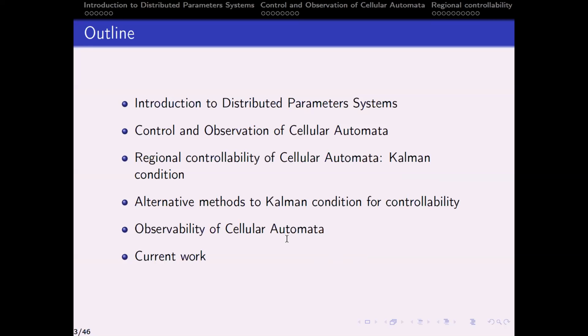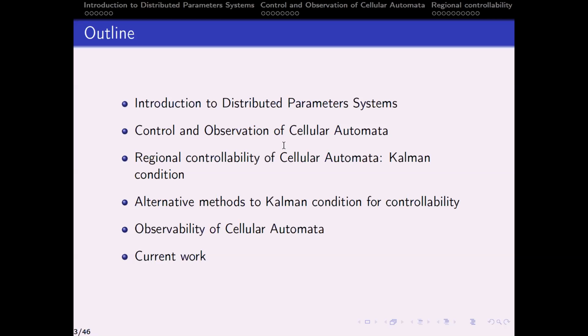The outline for my talk: I will first introduce distributed parameter systems, how to describe systems related to inputs and outputs, and some concepts related to systems theory, controllability, and observability. After that, something which was done some years ago: how to introduce control and observation in cellular automata models, and then present cellular automata as an alternative to partial differential equations and to distributed parameter systems.